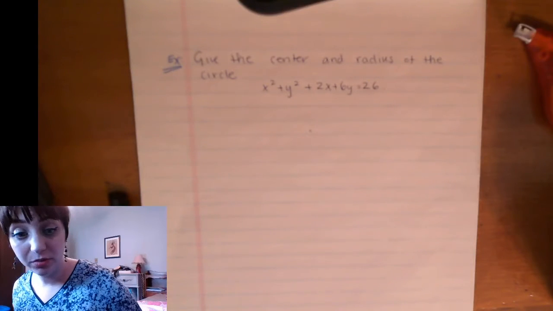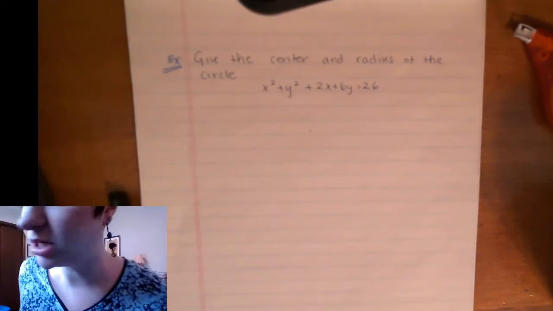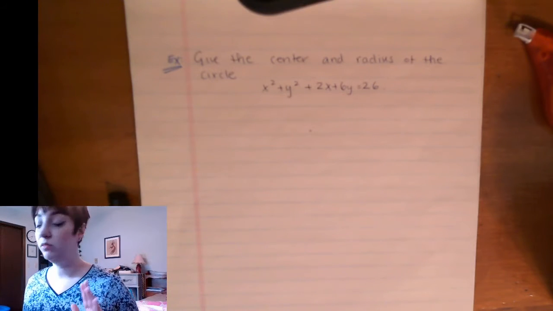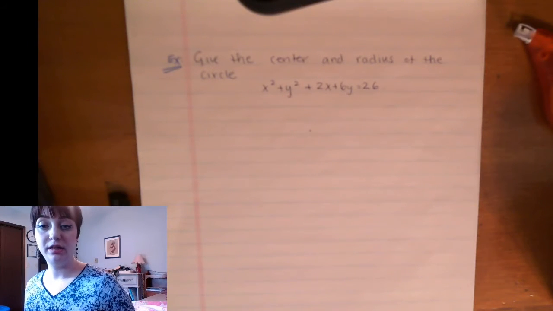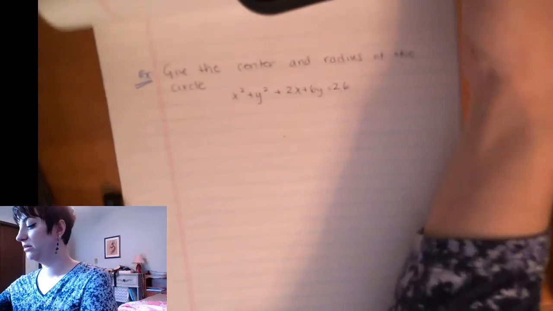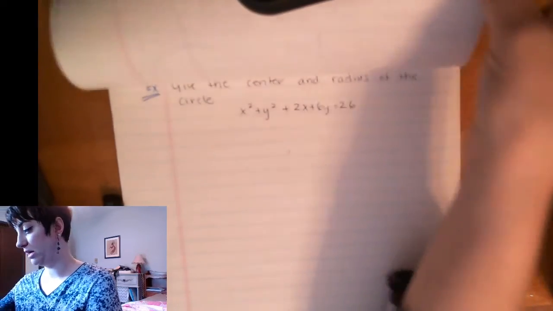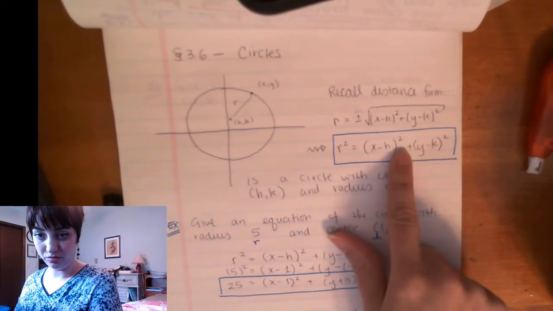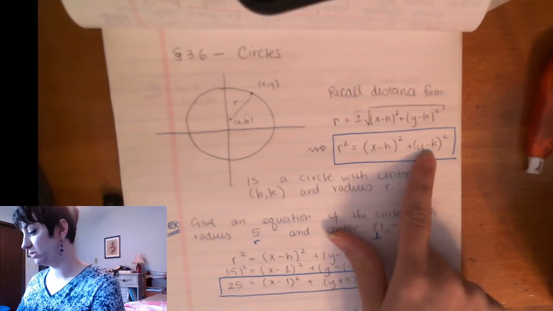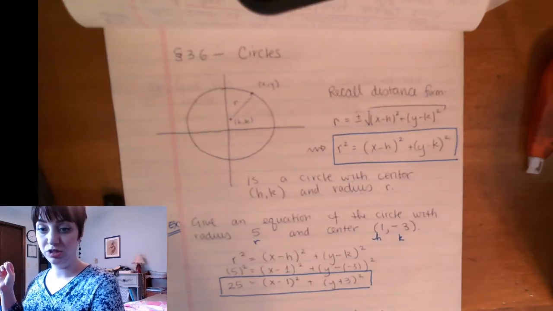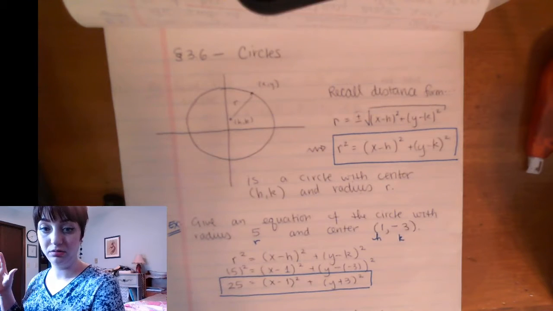All right, so another problem type that we'll be doing in this section is giving information about the circle when we do not have it in that h, k form. So the formula from the very beginning was r squared is x minus h quantity squared plus y minus k quantity squared. If you have it in this form, you can just pluck out the h and the k and the r and you're done, right?